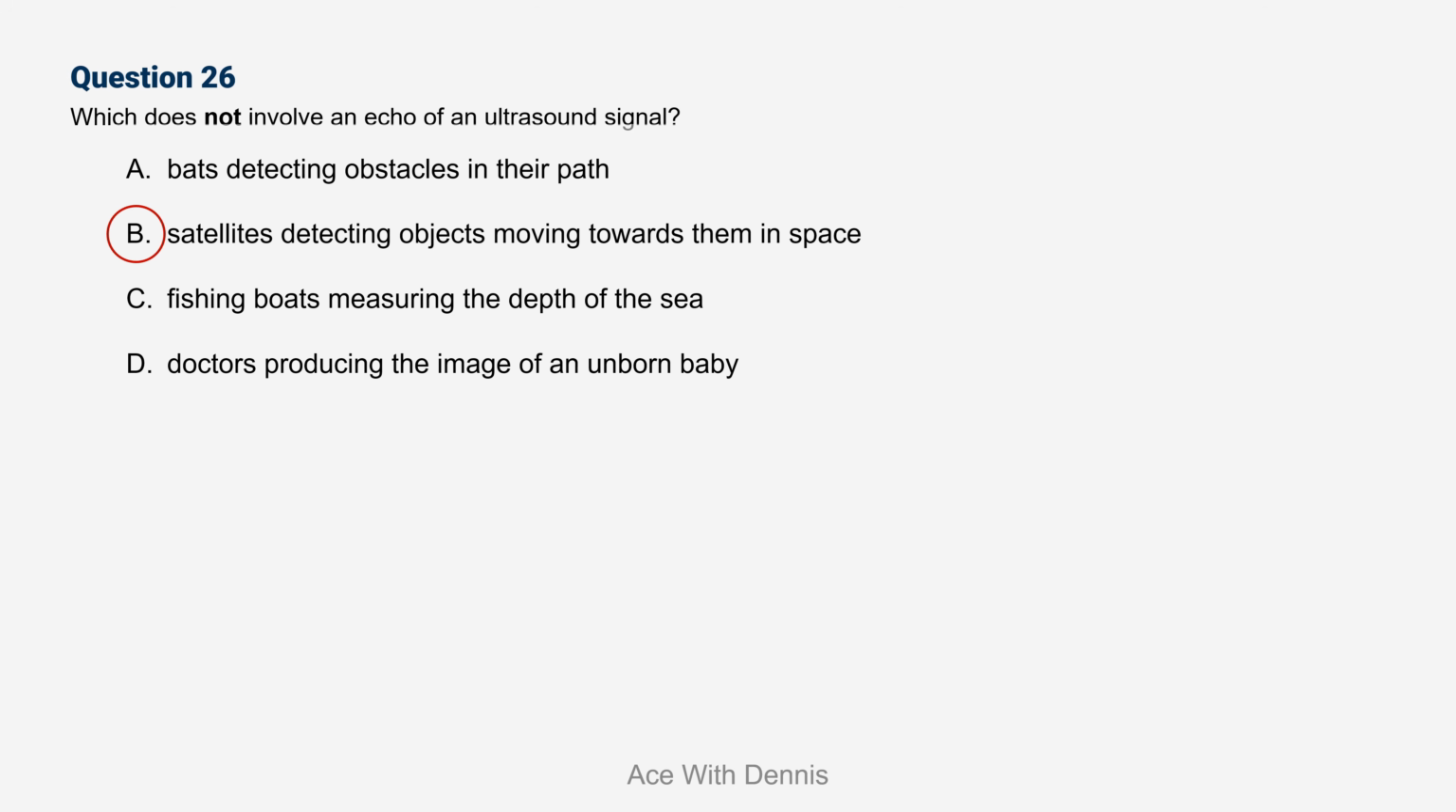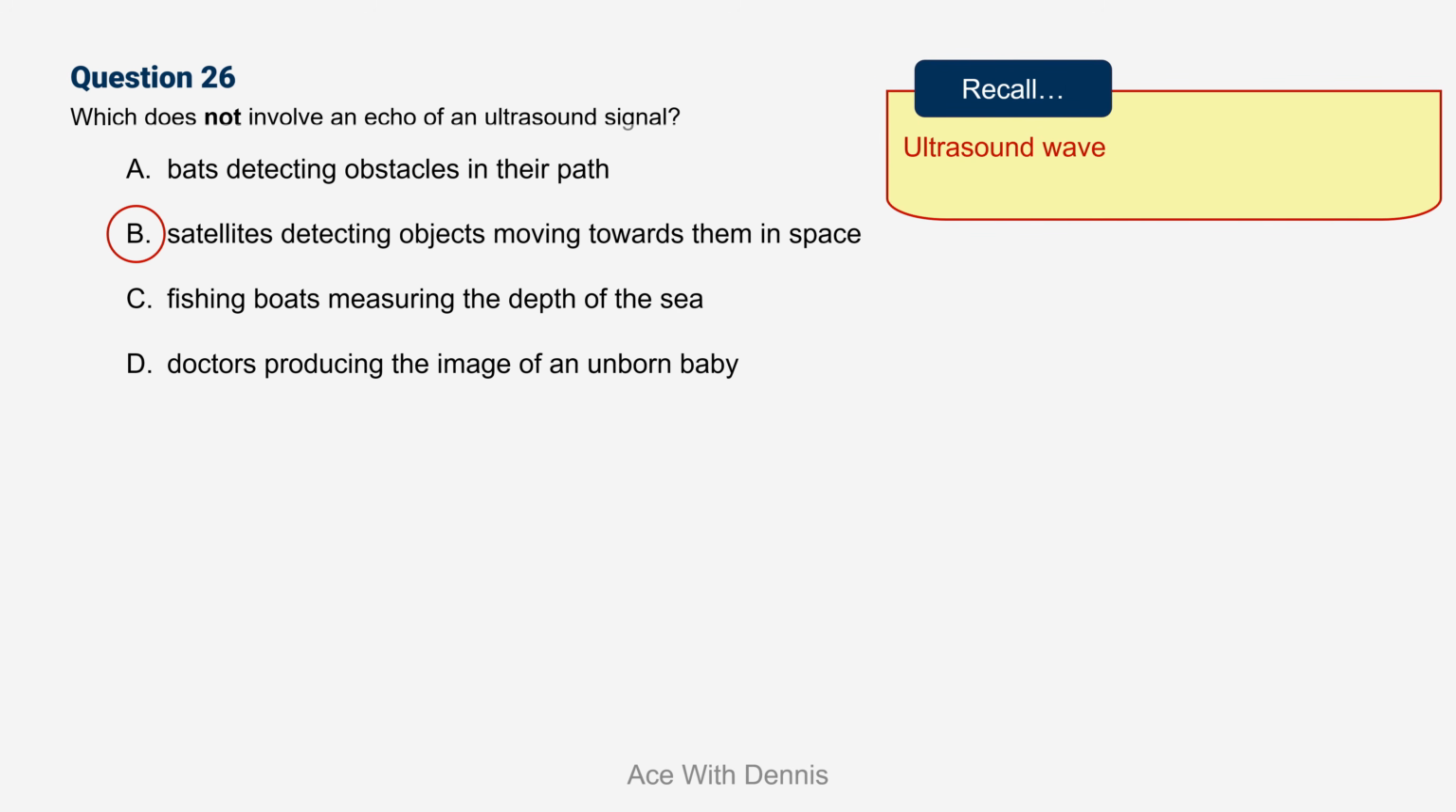The answer is B. Satellites detecting objects moving towards them in space. So why does option B not involve an echo of an ultrasound signal? Here's the reason. Recall that ultrasound wave is a longitudinal wave that cannot travel through vacuum or space. So the keyword here is space. Ultrasound cannot travel through vacuum, hence option B is the answer.